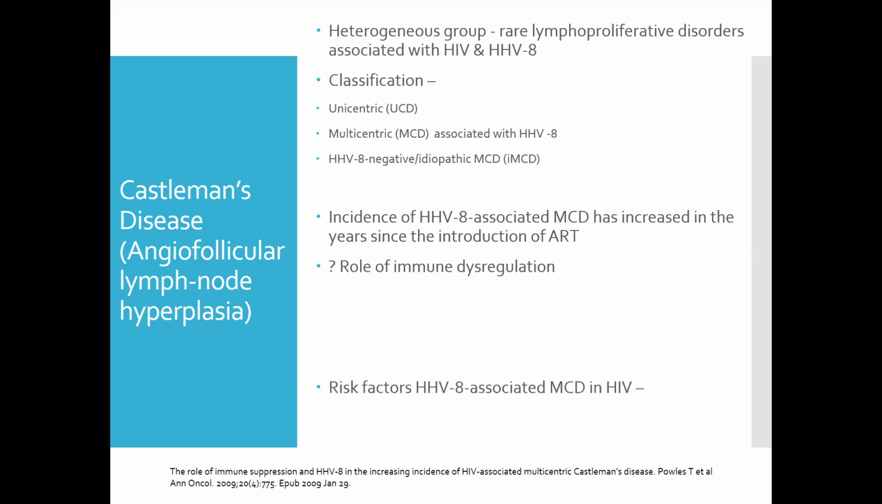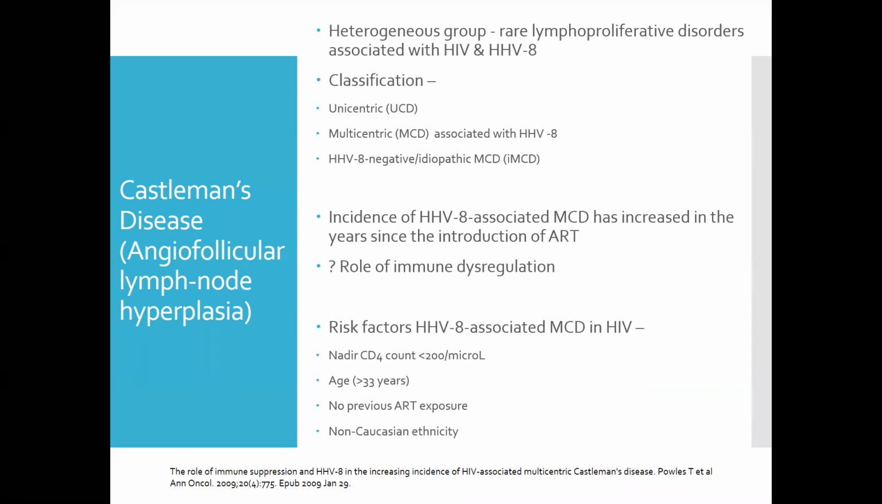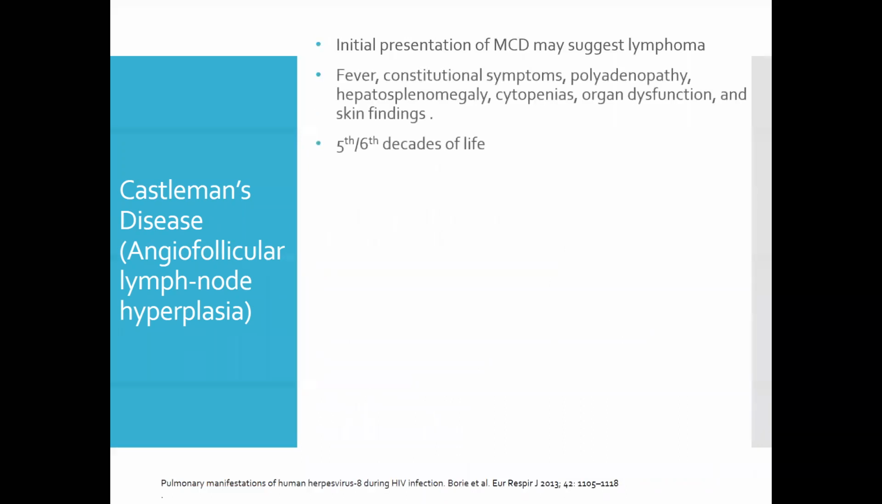Maybe there is some role of immune dysregulation. The risk factors include low CD4 counts, higher age, not being on ART before, and non-Caucasian ethnicity, which is kind of interesting: patients who have not been on antiretroviral therapy actually have an increased risk of multicentric Castleman's. But epidemiologically speaking, even after the introduction of antiretroviral therapy, the incidence is increasing.